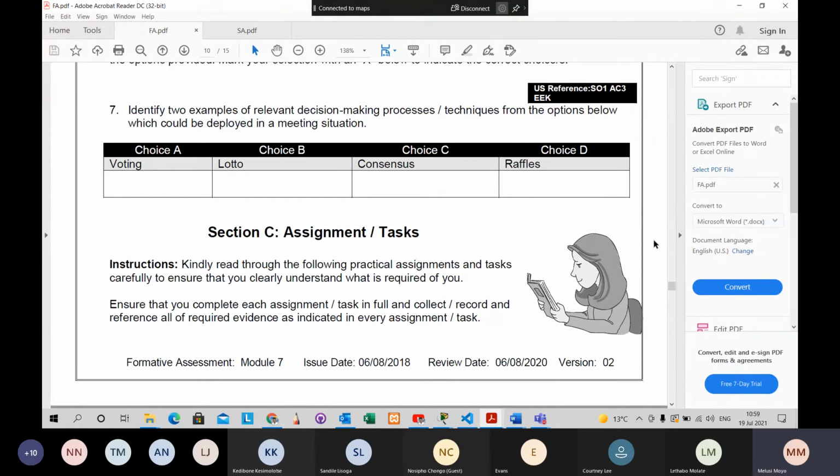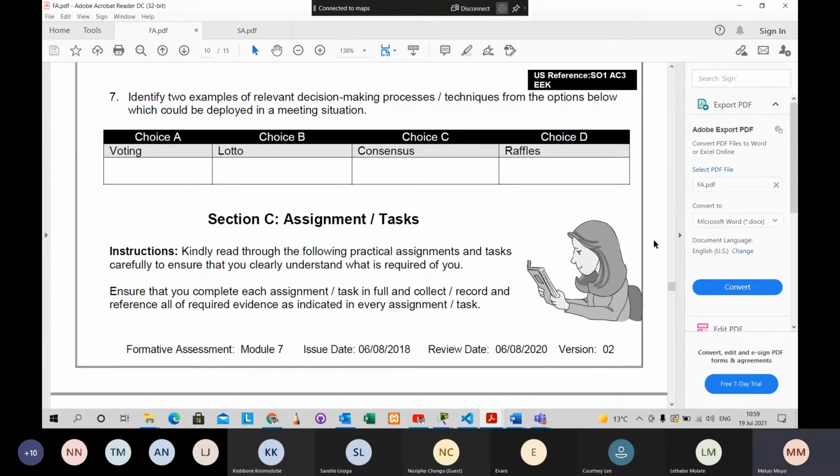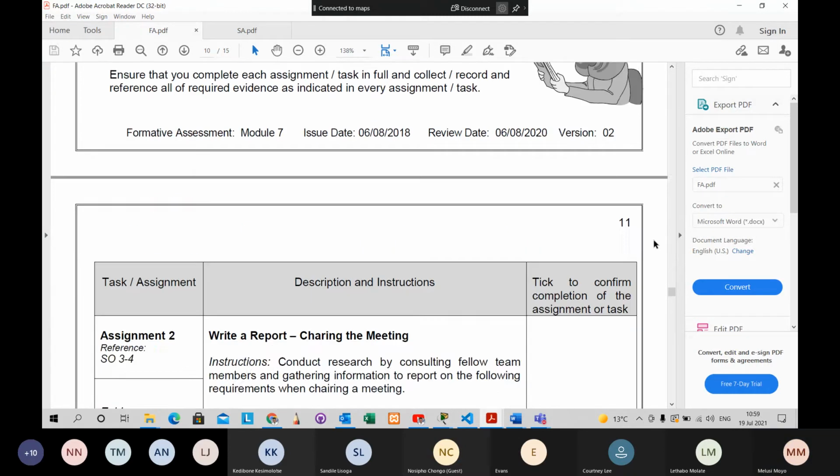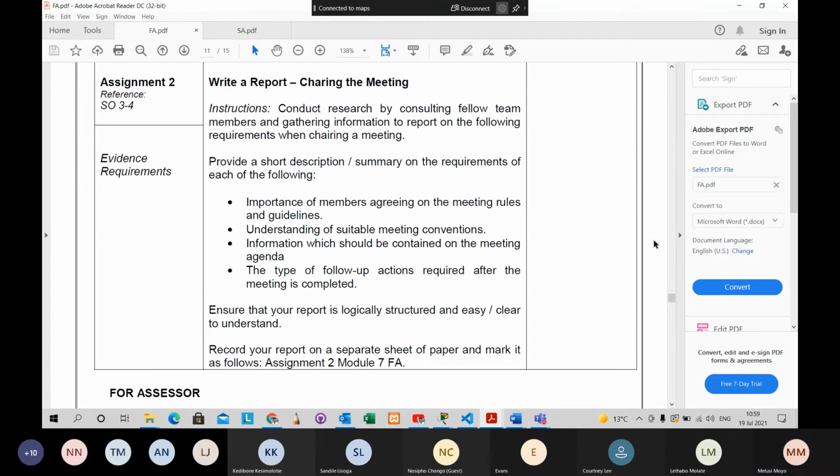So the question was, identify 2 examples of relevant decision-making processes or techniques from the options below, which could be deployed in a meeting situation. Gidibone said Nkandla style, right? Which would be the option E there. All right, assignment number 2.